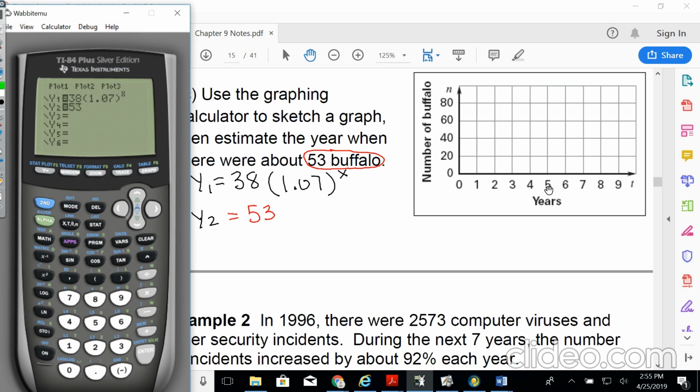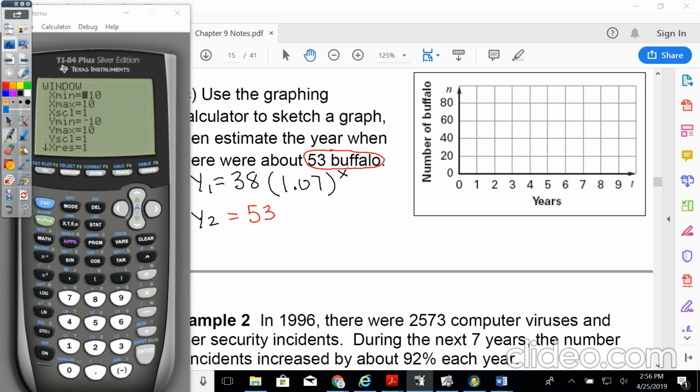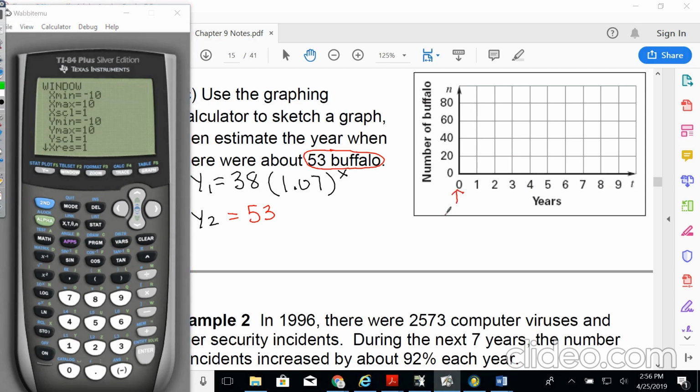Now, I give you the graph over here, not because I need exact points, but because this actually gives you the window you want to use. So if you go to window, the number here, this is your x-axis. So this is your x minimum. So x min. And then the number over here is your x max.